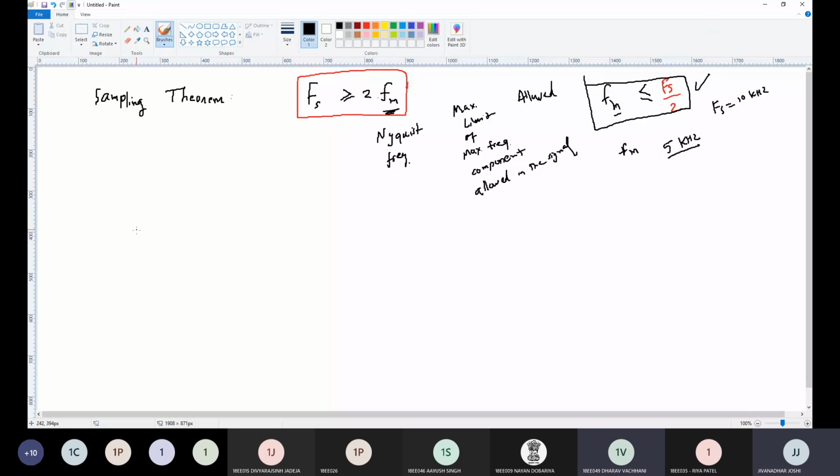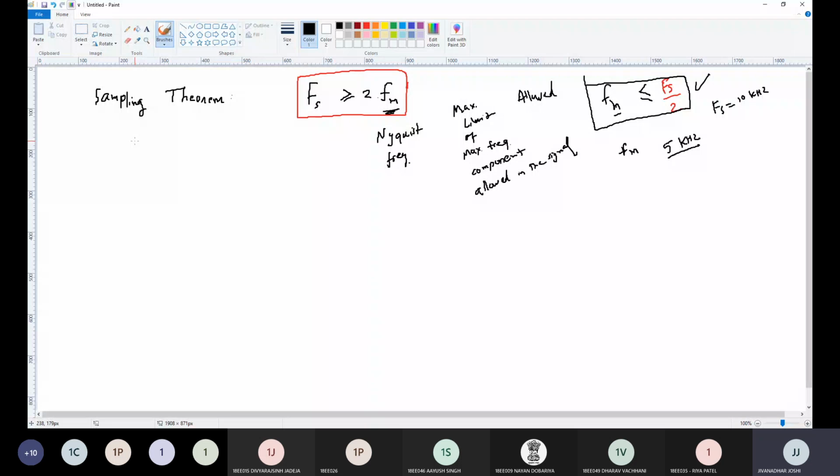So I think this is clear to everybody. Looking at this, we can conclude that this is our maximum limit. This is our maximum allowed frequency. So this is also called the limit frequency or Nyquist frequency.